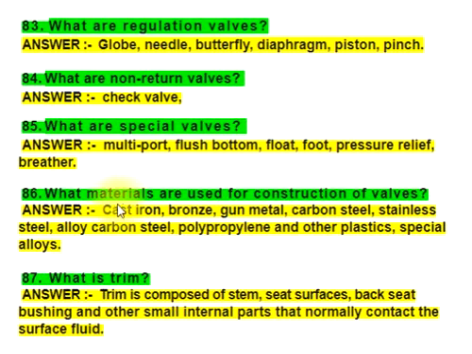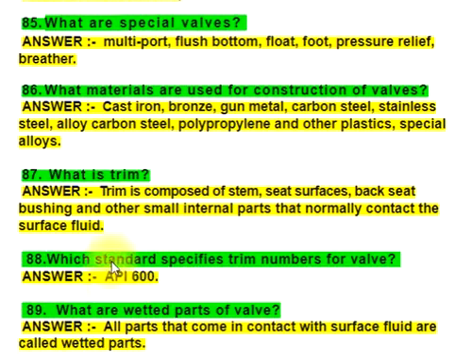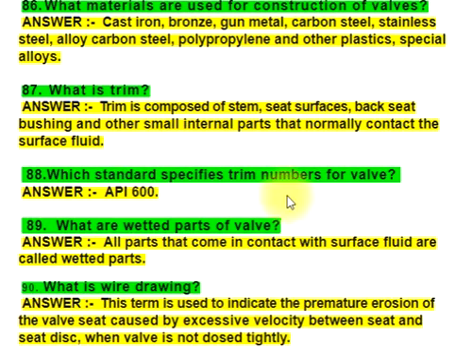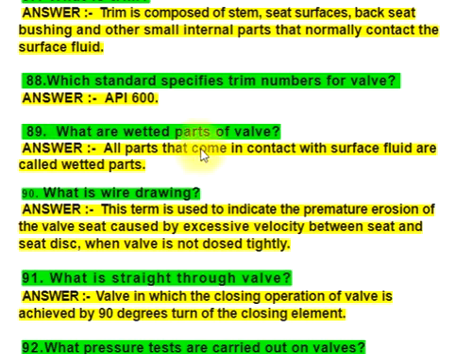86. What materials are used for construction of valves? Answer: cast iron, bronze, gunmetal, carbon steel, stainless steel, alloy carbon steel, polypropylene and other plastics, special alloys. 87. What is trim? Answer: trim is composed of stem, seat surfaces, back seat bushing and other small internal parts that normally contact the surface fluid. 88. Which standard specifies trim numbers for valve? Answer: API 600. 89. What are wetted parts of valve? Answer: all parts that come in contact with surface fluid are called wetted parts.